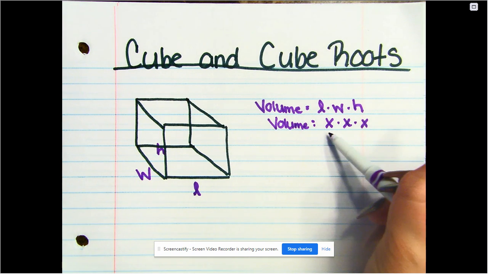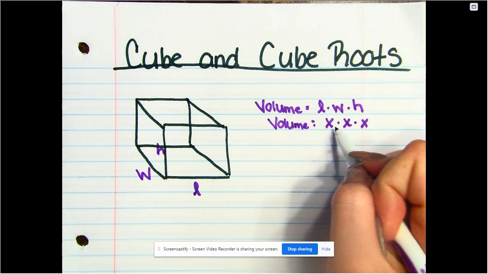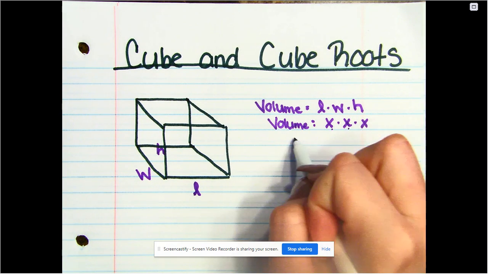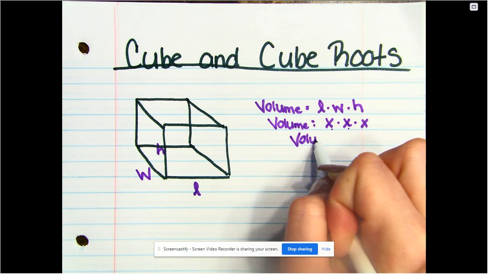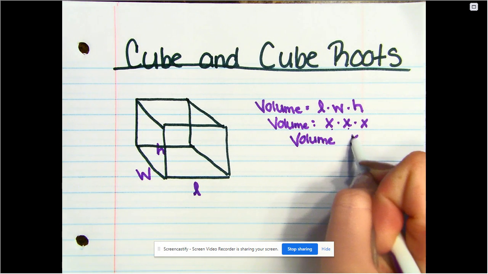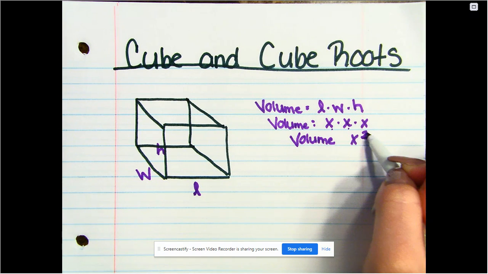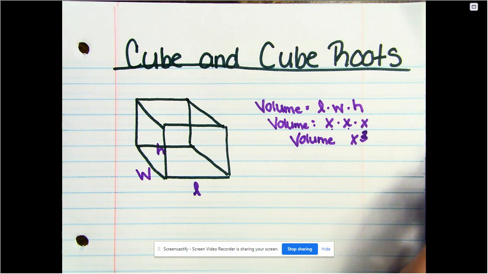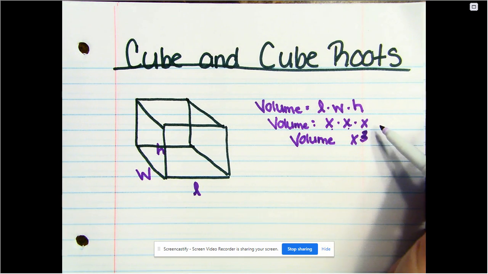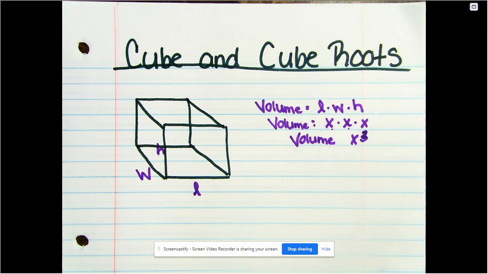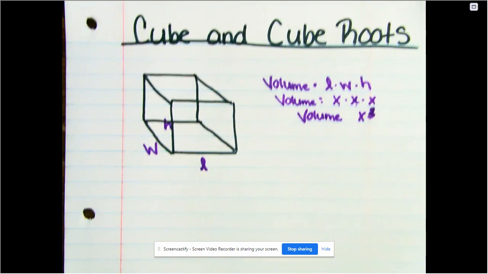And then we know from our exponent unit that if I have x times x times x, that is really x to the third power. Okay, and x to the third power means x cubed is another way to say it. Okay, so let's do it in a practical way now.